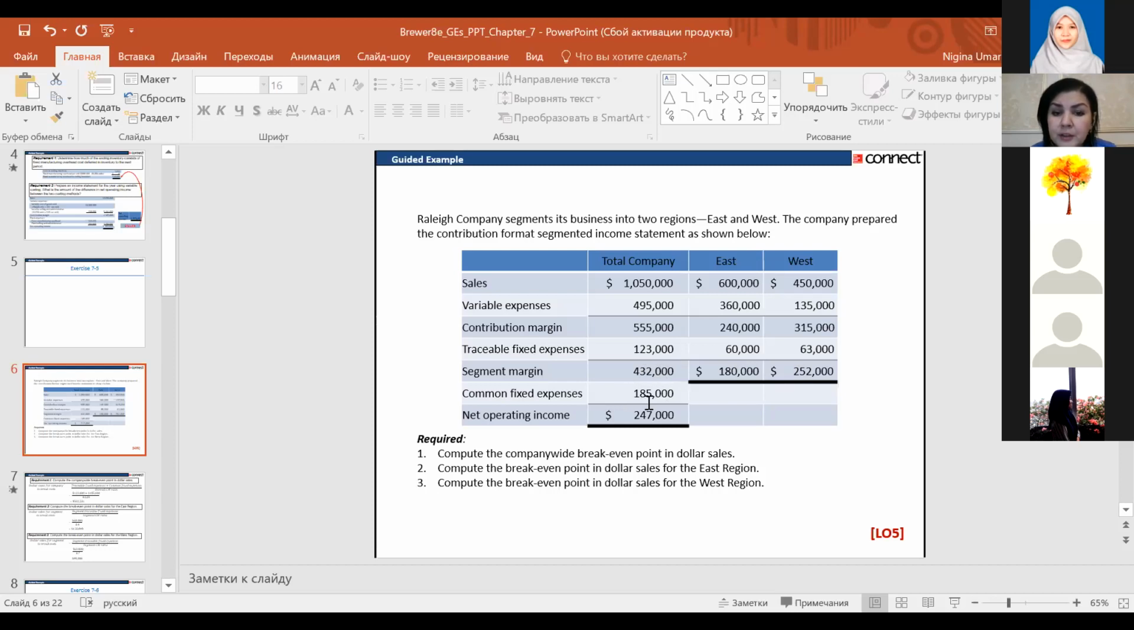And common fixed cost. Common fixed cost we do not include, we don't trace to each division. So this common fixed cost we subtract from segment margin, and the net operating income for the company as a total is 247,000. Now compute the company-wide break-even point in dollar sales.